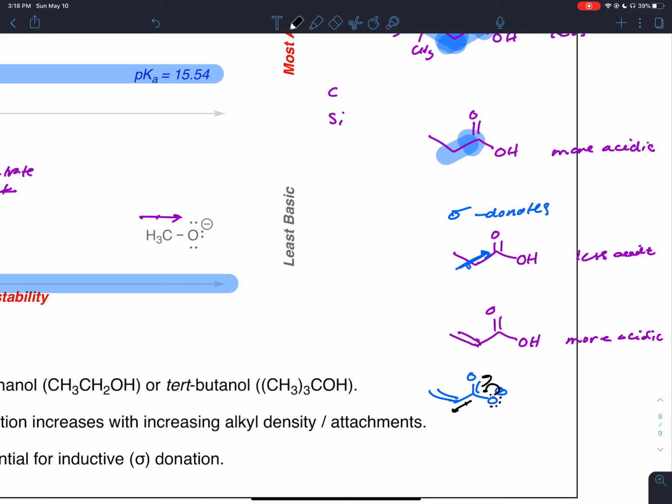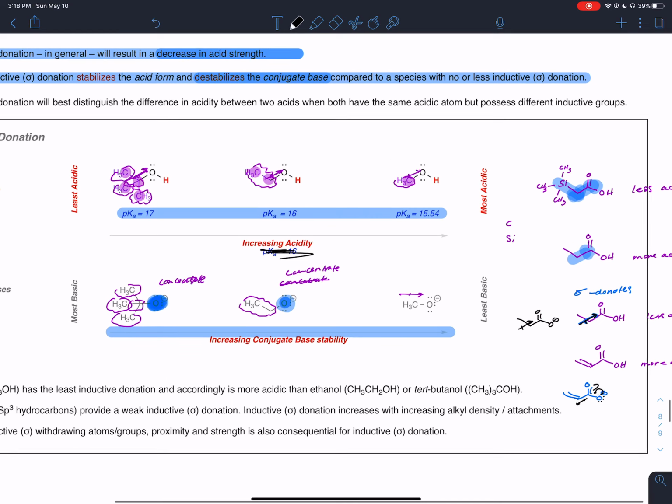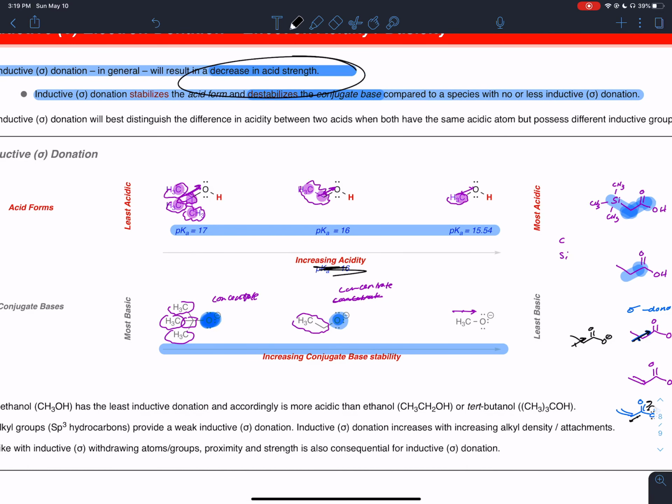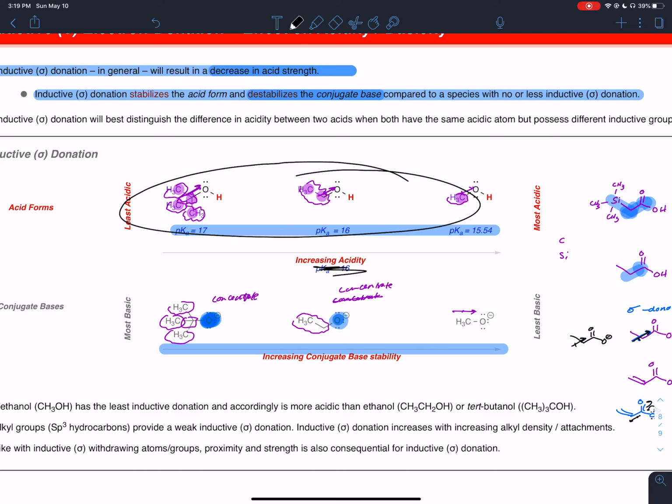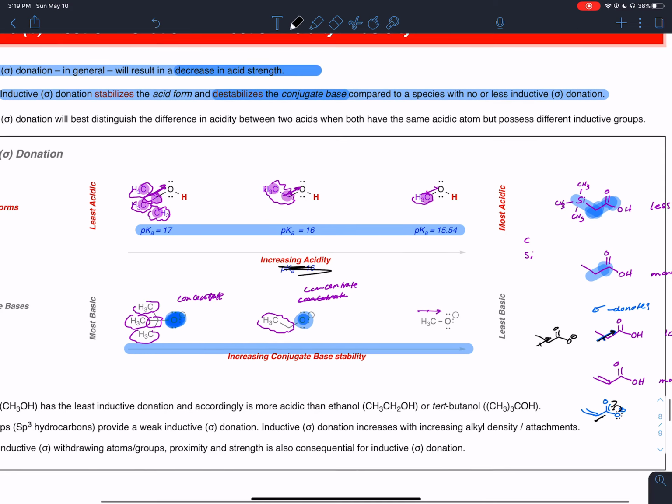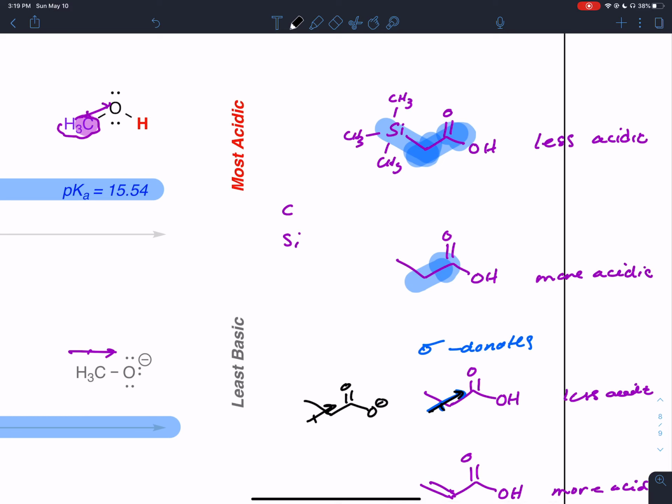Whereas in the top example, this will inductively donate both in the acid form and in the conjugate base. The alkyl group will also inductively donate in the conjugate base, making this compound ultimately less acidic and this more acidic. So remember, electron donation decreases acid strength, whether that's resonance or an inductive effect. Alkyl groups have the ability to inductively donate, assuming that is an sp3 hydrocarbon chain. Silicon is less electronegative than carbon and would be more electron donating, and again, that was a sigma electron donation.